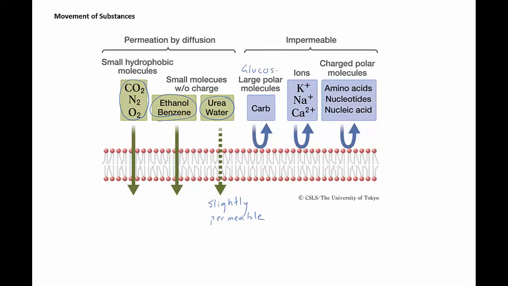Large polar molecules, like glucose, are not able to directly diffuse through the phospholipid bilayer. Instead, they rely on facilitated diffusion, where the glucose has to move through protein channels. Similarly, charged polar molecules, such as amino acids, nucleotides, and nucleic acids, cannot directly diffuse through the phospholipid bilayer. These molecules also rely on facilitated diffusion through protein channels.